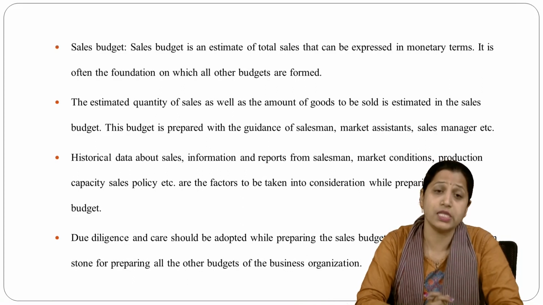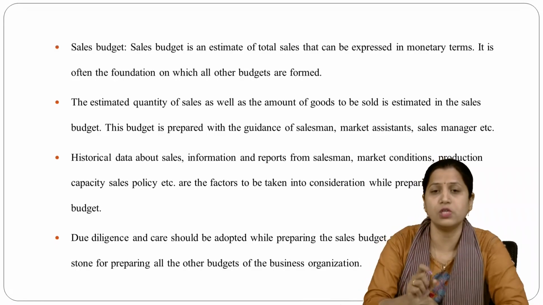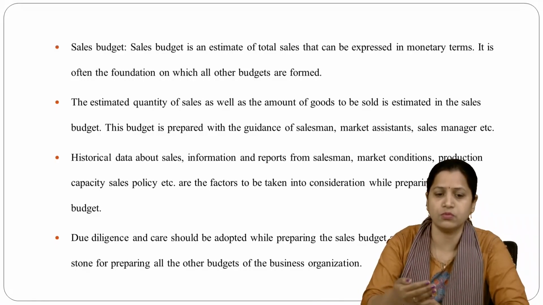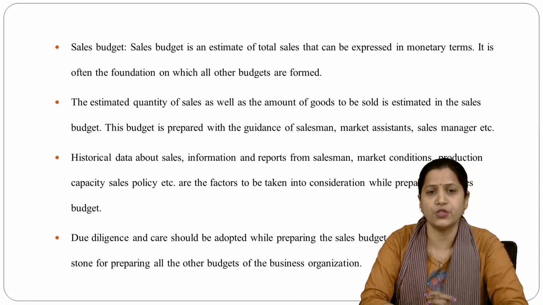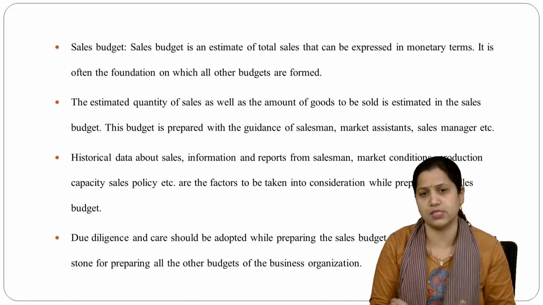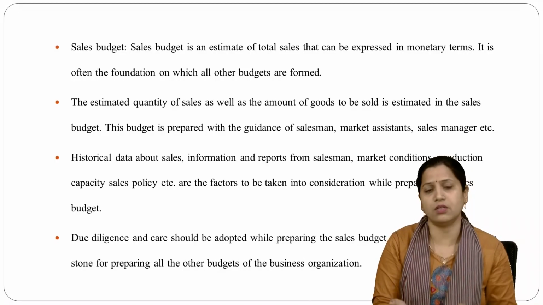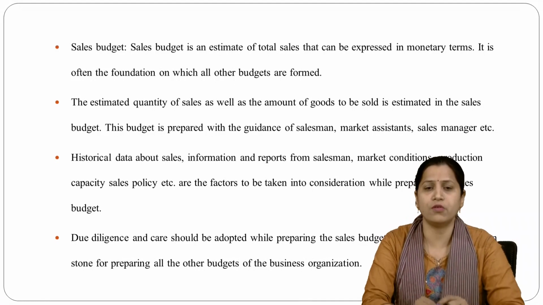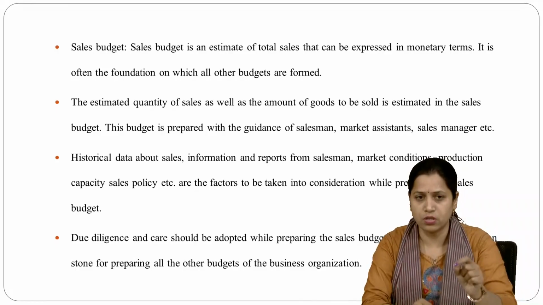Now the third one is the sales budget. What is the meaning of sales budget? A sales budget is an estimate of total sales that can be expressed in monetary terms. Whatever selling happens, we can measure in monetary terms, and it is often the foundation on which all the budgets are formed. If the sales budget is prepared, the other budgets can be made with the help of it. The estimated quantity of sales as well as the amount of goods to be sold is estimated in the sales budget. So this is very important.